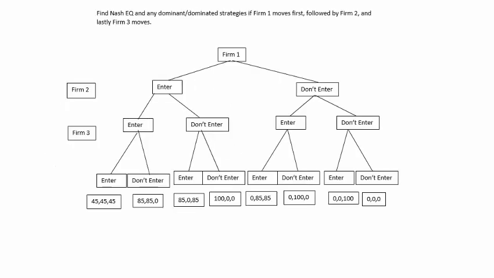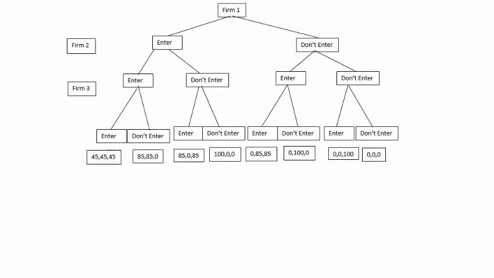Next, they ask us to find Nash equilibrium and any dominant or dominated strategies if firm 1 were to move first, followed by firm 2, and then lastly by firm 3. So as we can see, this is very similar to a sequential move game for 2 players with an extra layer added on, and as a result, more options.